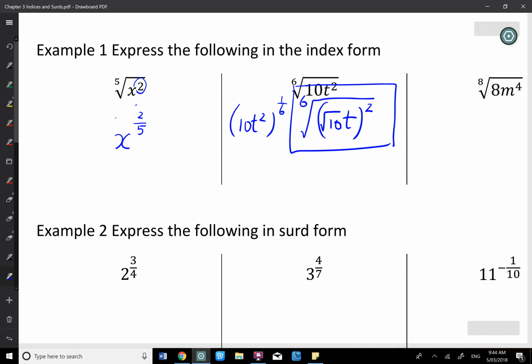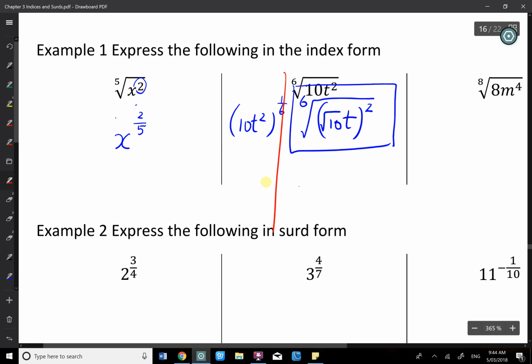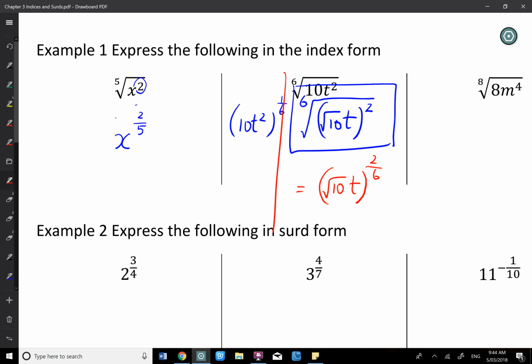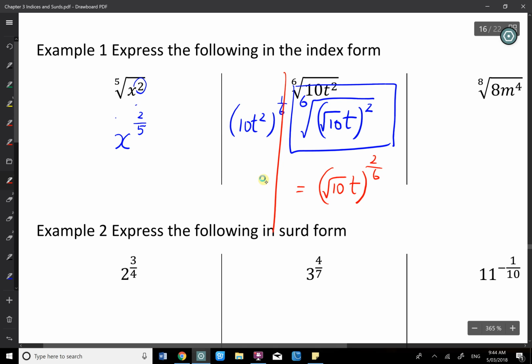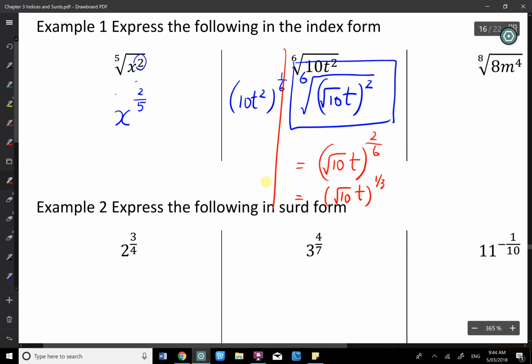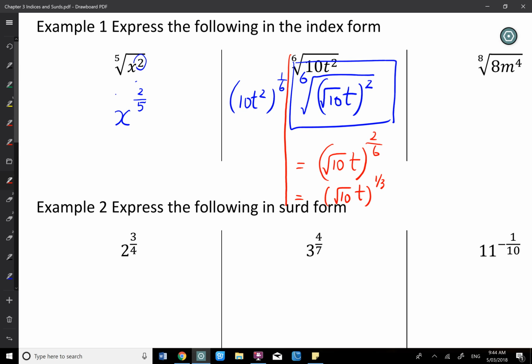So from this result, we'll say root 10t, then bracket 2 over 6. Then I can do 2 over 6 now because you have powered everything under the root. So that will be root 10t to the power of 1 on 3. So that's 2 answers. It doesn't really matter. This is just a practice to help you understand how the root and rational index works.